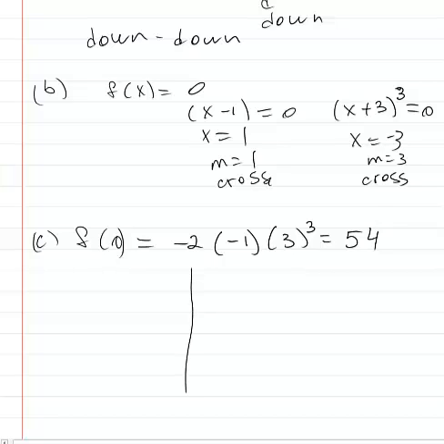Time to plot. So f of 0 equals 54. Pretty far up. You got 1 is one root. Negative 3 is another root. And the direction is down, down. So I don't know what it's going to do in between.